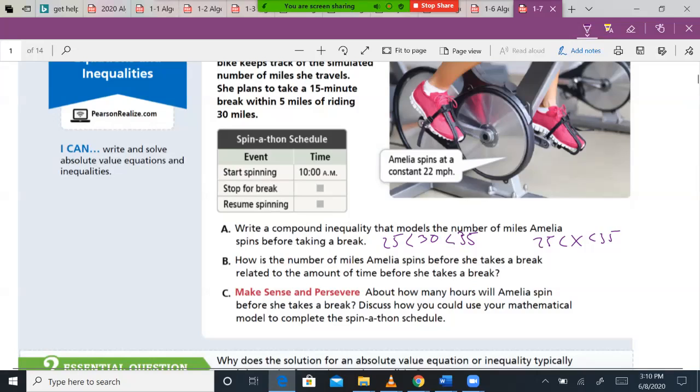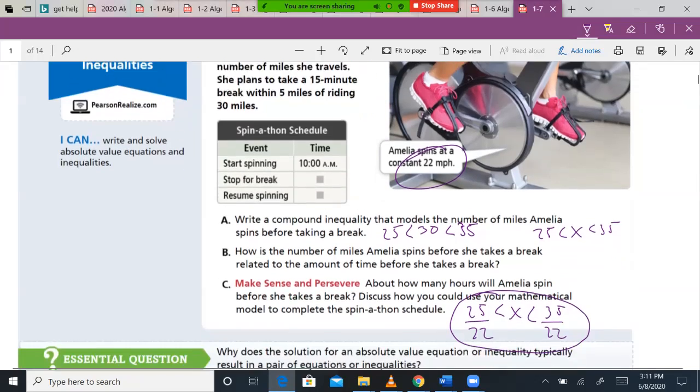Let's talk about this here. About how many hours will it take for Amelia to spin before she takes a break? We'll call this X. Notice how it's 22 miles per hour, so it's 25 over 22 or 35 over 22. So it's in between those hours. It's a little bit more than an hour or a little bit closer to 2 hours, in between those, essentially.